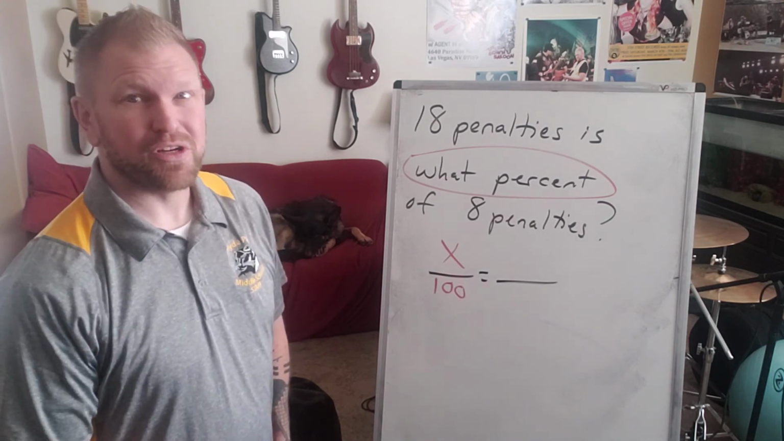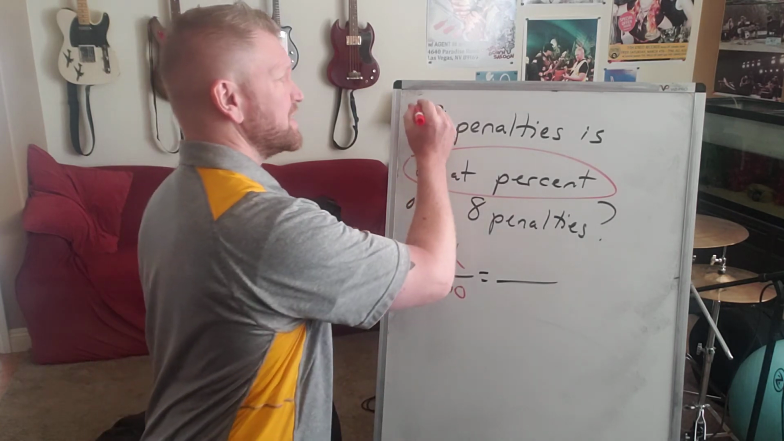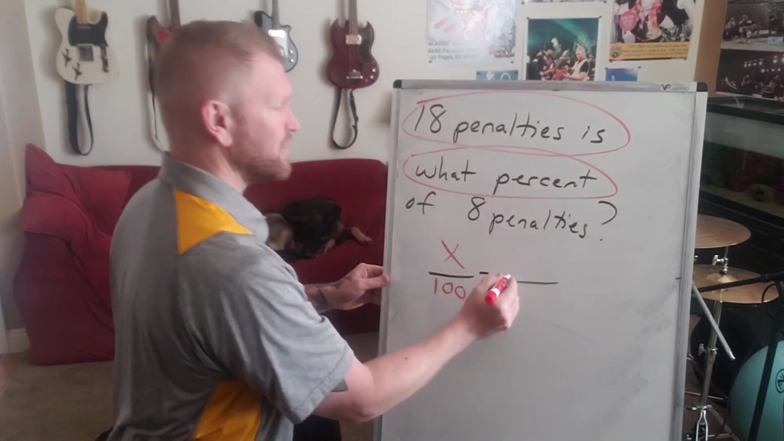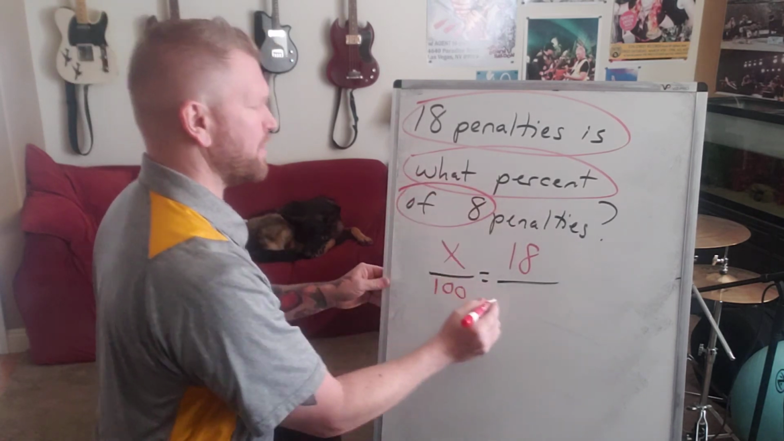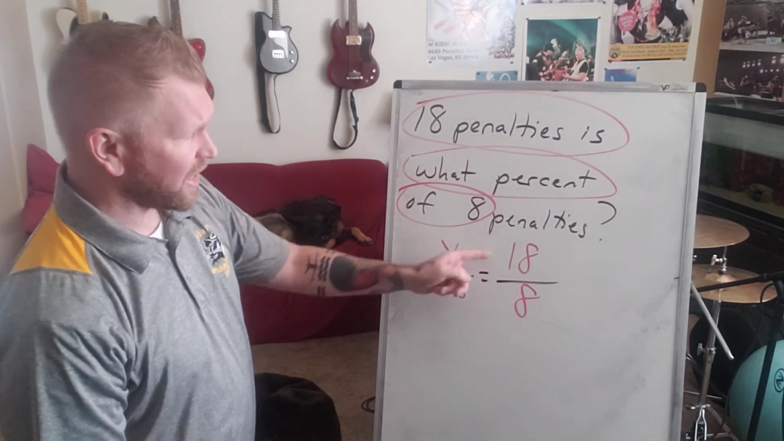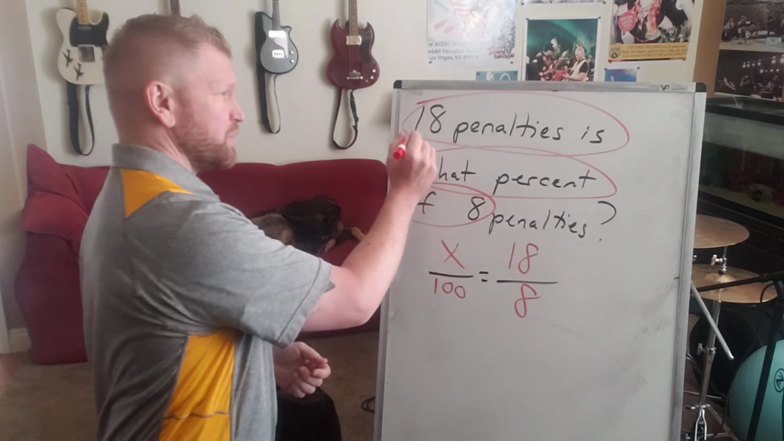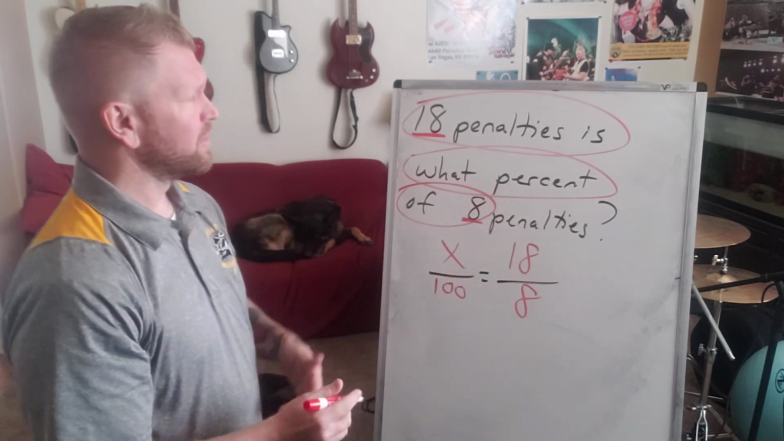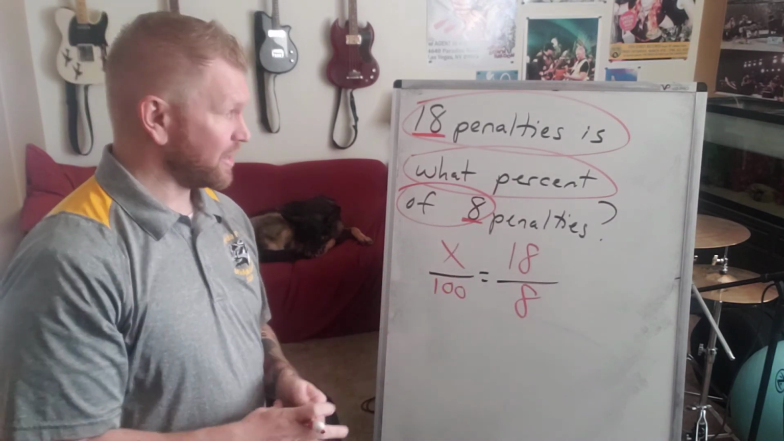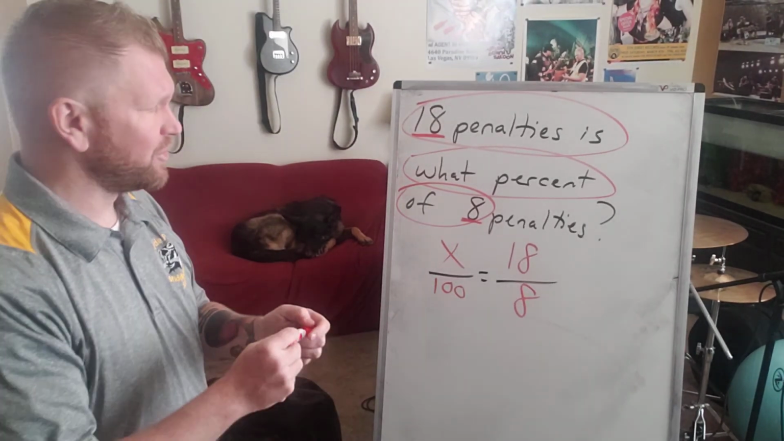Okay, so this one's a little weird because this is actually going to have an answer that's more than 100%. Because this number is the is. 18 penalties is what percent of 8 penalties? So the 8 goes there. And 18 over 8 is improper, which means it's more than 100%. Which means this week, this team got more than 100% of the penalties they got last week. So it makes sense because they have more penalties than last week. So it's more than 100% of the penalties.